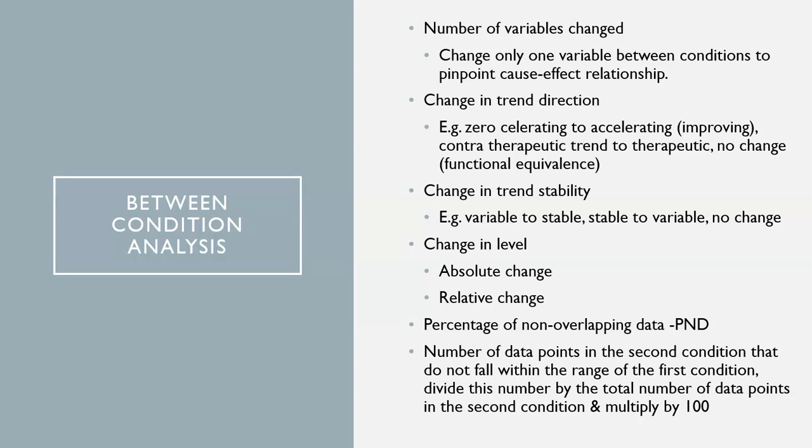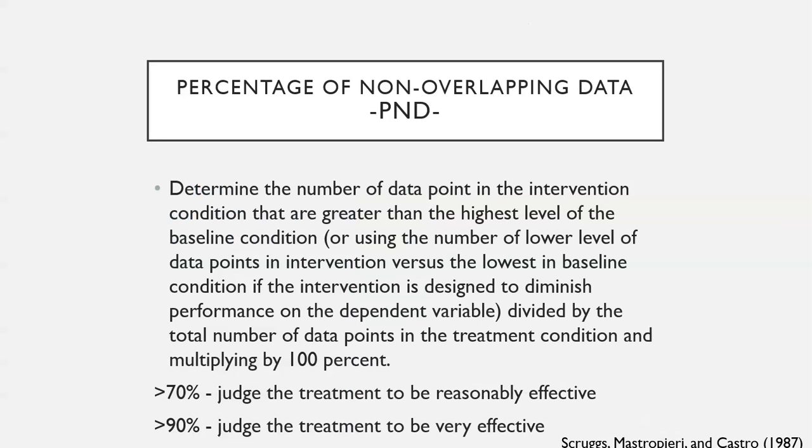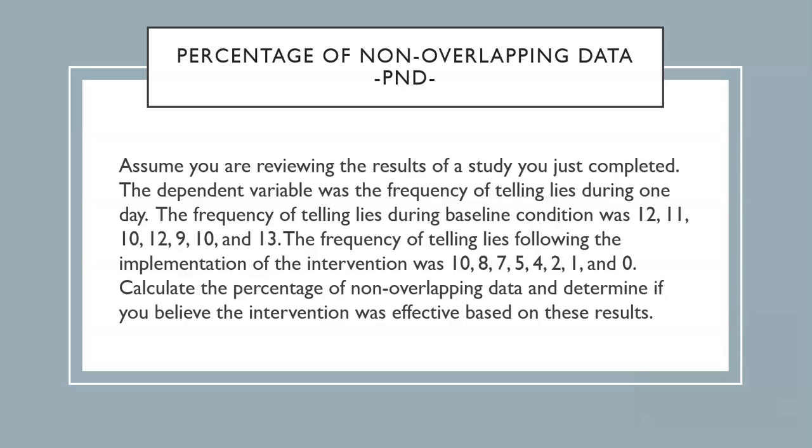Non-overlapping data is the number of data points in the second condition that do not fall within the range of the data points in the first condition. You want to divide that number by the total number of data points in the second condition and multiply by 100. So again, determine the number of data points in the intervention condition that are greater than the highest level data point in the baseline condition. 70% and greater would be reasonably effective. 90% or greater would mean that the treatment was very effective.